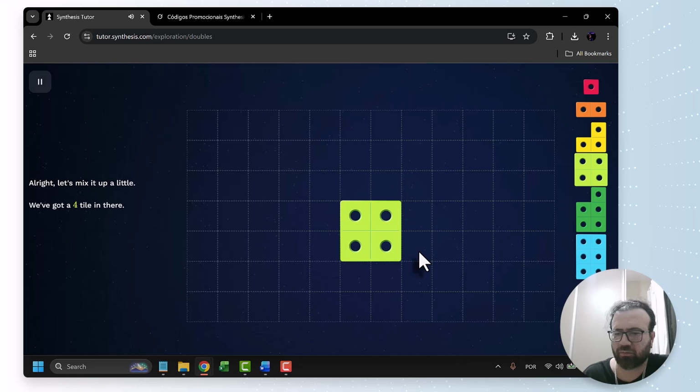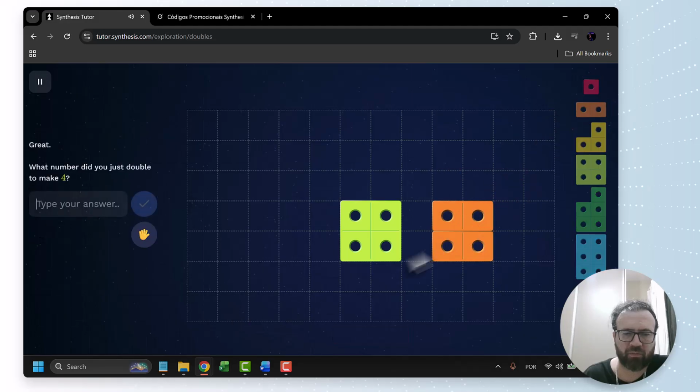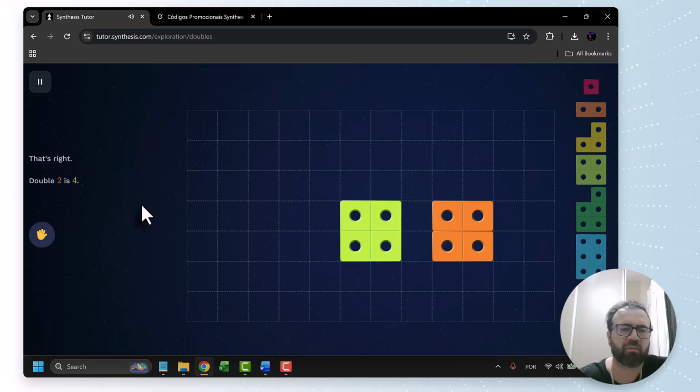All right, let's mix it up a little. We've got a 4 tile in there. Which number do we need to double in order to make 4? Test it out with the tiles if that helps. Good start. Great. What number did you just double to make 4? That's right. Double 2 is 4.